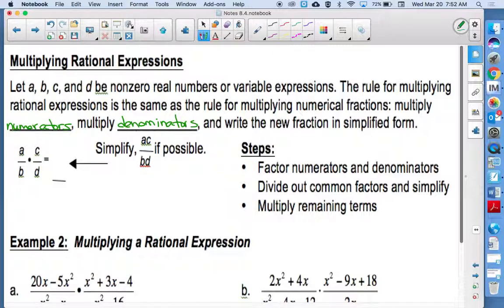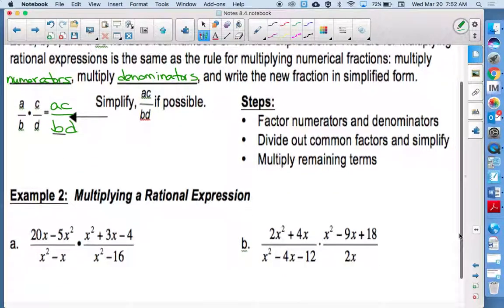So essentially, you're multiplying the top together, you're multiplying the bottom together. The same parts of the fraction get multiplied together. And then it says write the new fraction in simplified form. So if I multiply across, I get AC times BD. Whatever's on the top times whatever's on the bottom. And then it says simplify if possible. So if we can simplify it, then we want to make sure we do that.